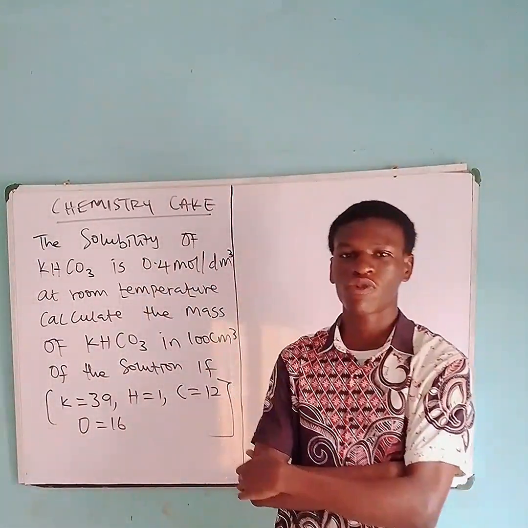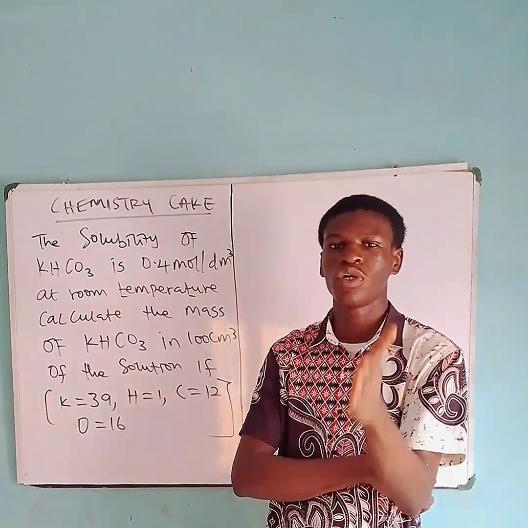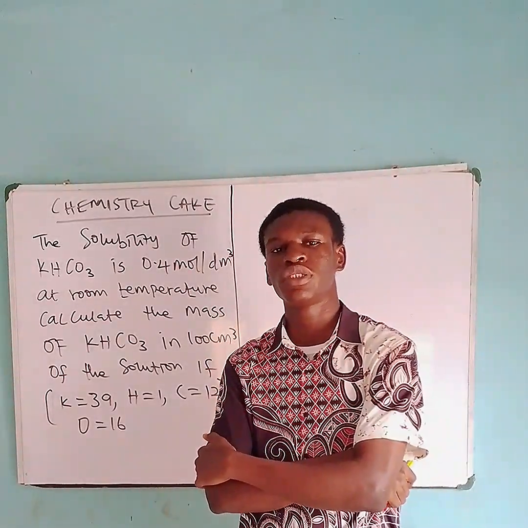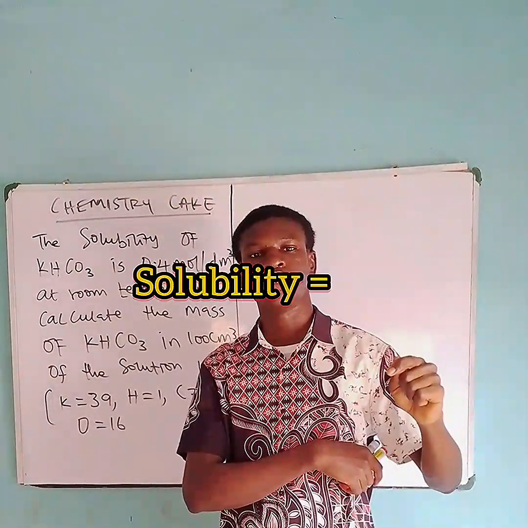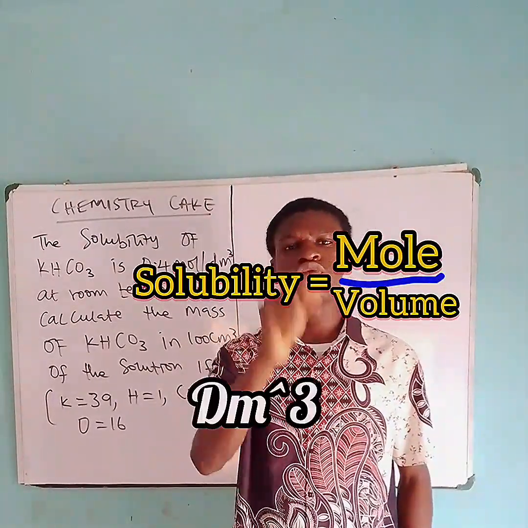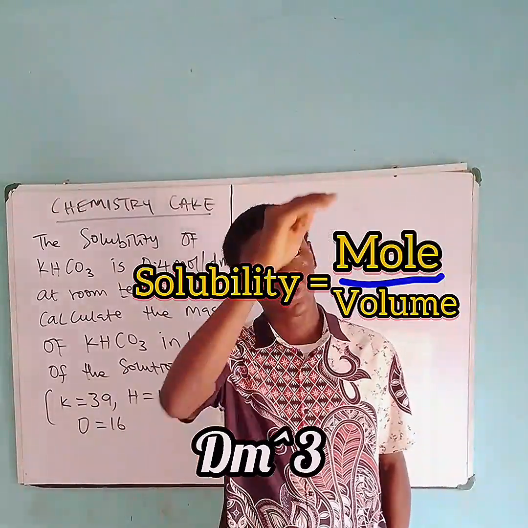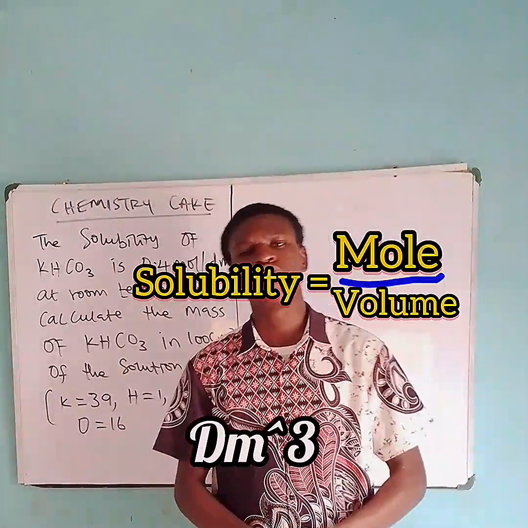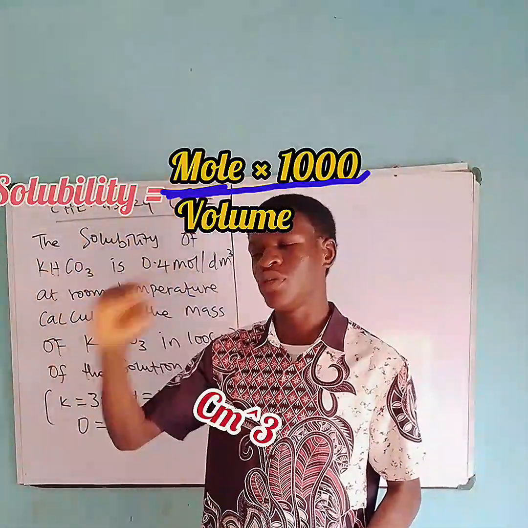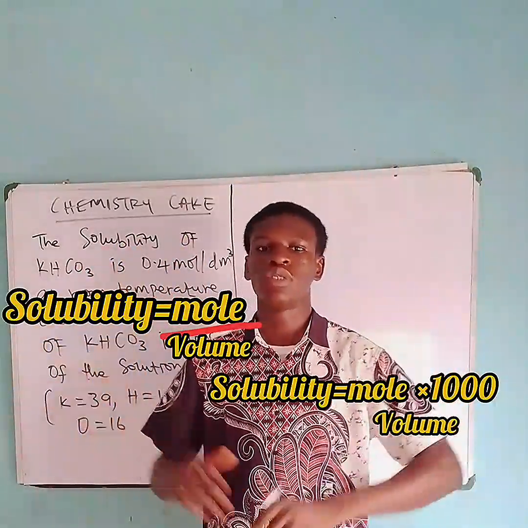Now, first of all, we ask ourselves, this is a solubility question. And we know that solubility has an expression. The first basic expression for solubility is mole divided by volume. This expression is used when the volume is in dm³. When the volume is in dm³, we use mole divided by volume. But when the volume is in cm³, we use mole times 1000 divided by volume. So these are the two basic expressions in the study of solubility.